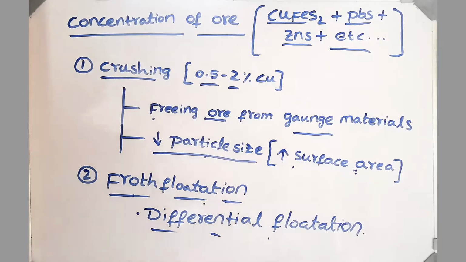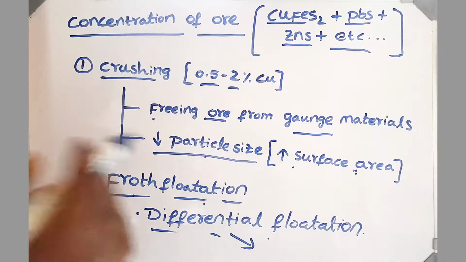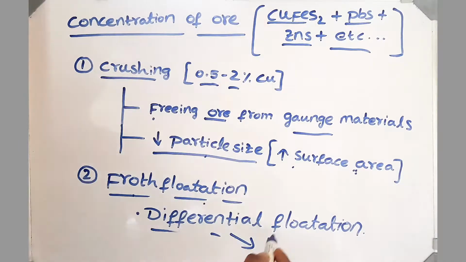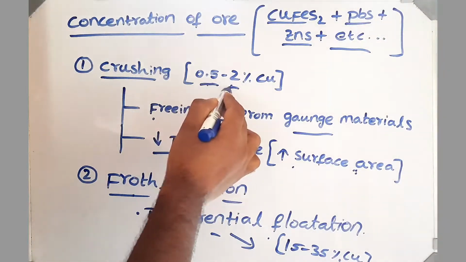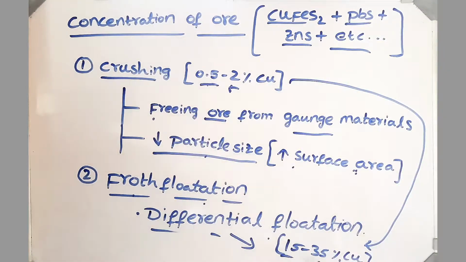Differential flotation, as we discussed in our previous videos, helps us to concentrate one particular sulfide ore, and here we take our CuFeS2 as our main product from differential flotation. By this method, we can go from 0.5 to 2% copper to directly 15 to 35% of copper. This is a huge improvement in the concentration of our ore.